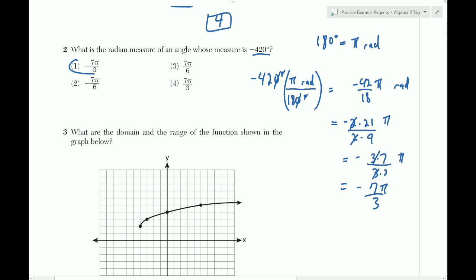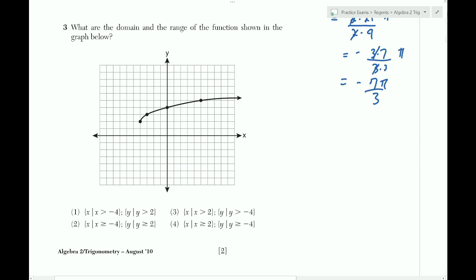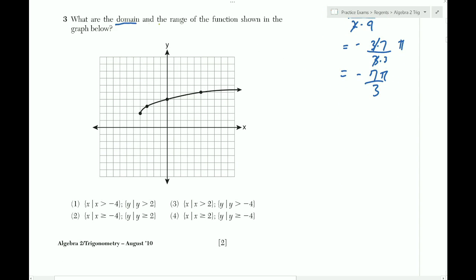What are the domain and range of the function shown below? So domain is x and range is y. So we're looking for the x values first. So the smallest possible and the largest possible. So I can't even bracket this off because it goes on forever. But the lowest possible looks like this is negative 4, right? So the x values would look like the set of all x's such that x is greater than or equal to negative 4. So this one looks good.